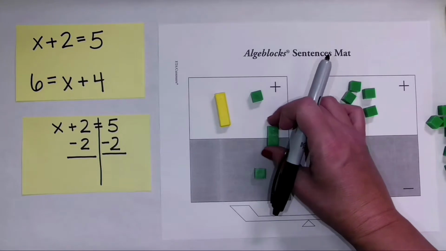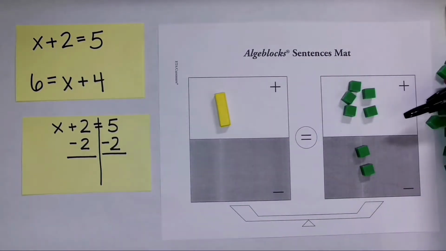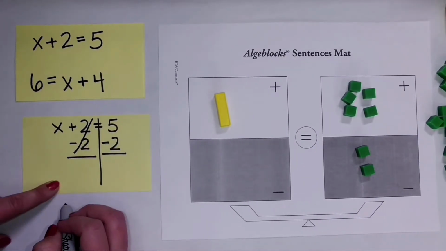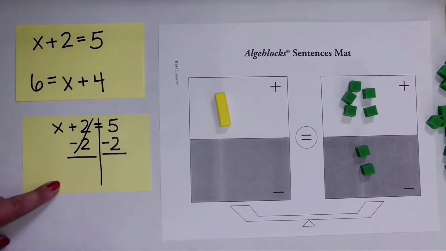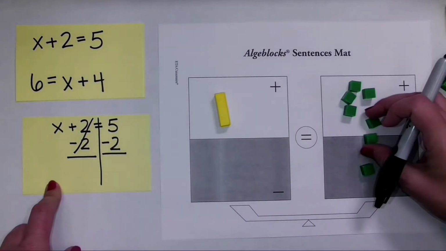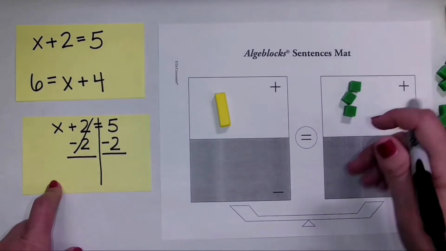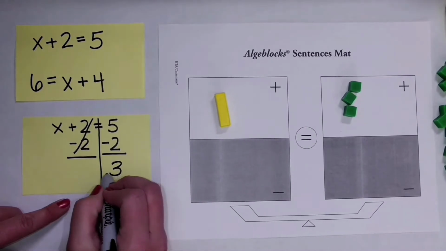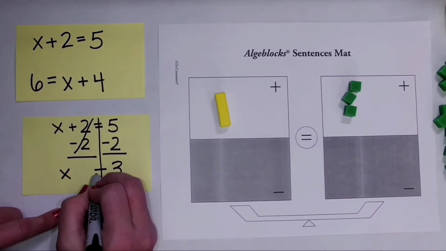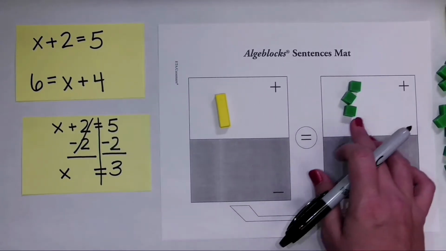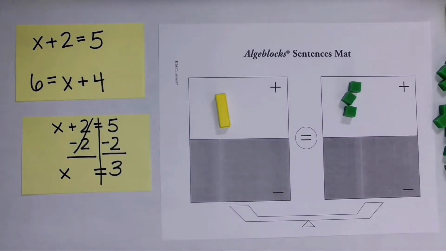I create these zero pairs, that equals 0 and that equals 0. I can remove them. So 2 minus 2 is 0, and often we kind of just cross that out, but if you want to write 0 there, you can do that. And then I see that I have 2 zero pairs on this side, so I move those zero pairs off of my mat. 5 minus 2 is 3. So x equals 3. And look what I have. X equals 3. Pretty cool, right?